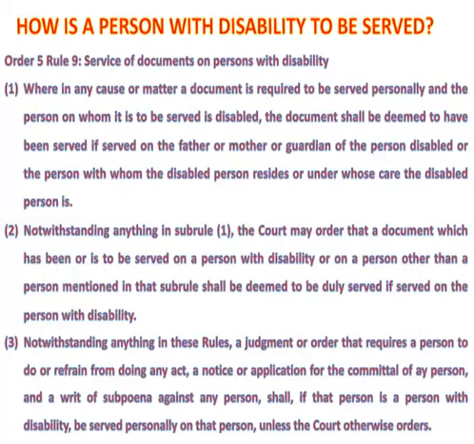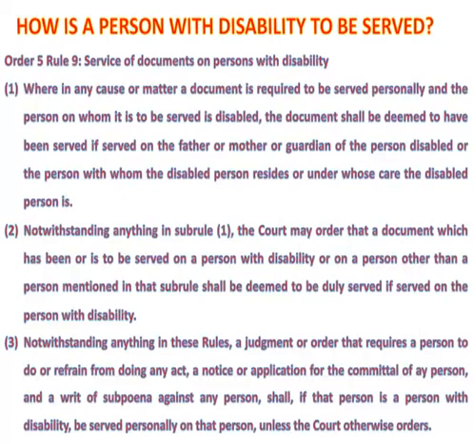In other words, even though we've been told under Order 5, Rule 9, Sub Rule 1, that if you want to serve a person with disability, you can serve his father or mother or guardian, we have been told that even though these are the people that you can serve, the court may order that a document which has been or is to be served on a person with disability or any other person mentioned under sub 1 shall be deemed to be duly served if served on the person with disability. So in other words, in appropriate circumstances, the court can actually order that a document should be served on the person with disability himself.